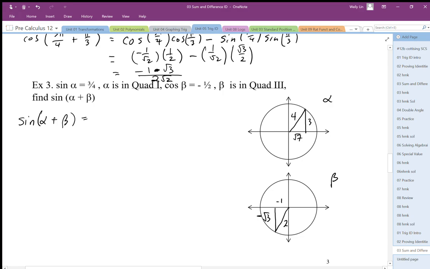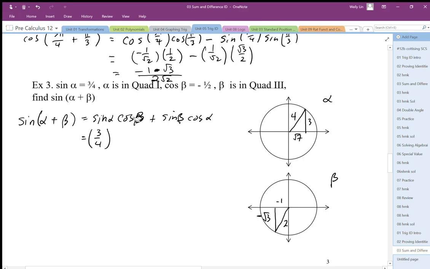Okay, so it's a sine. So I'm going to go to my formula sheet. It's going to be sine alpha cos beta plus sine beta cos alpha. So if I want to find sine alpha, I go to my picture of alpha and I find the sine: y over hypotenuse, or radius. That was given right up there anyways.